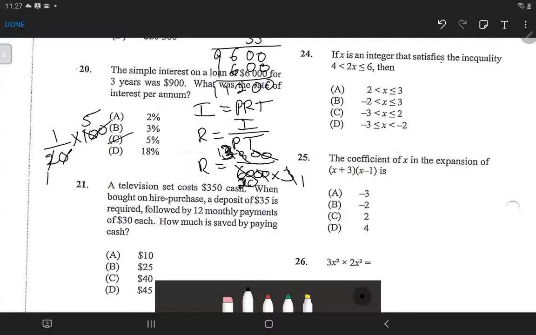If x is an integer that satisfies the inequality 4 is less than 2x, which is less than or equal to 6, we just divide by 2 to get x is greater than 2, but less than or equal to 3, which is A.